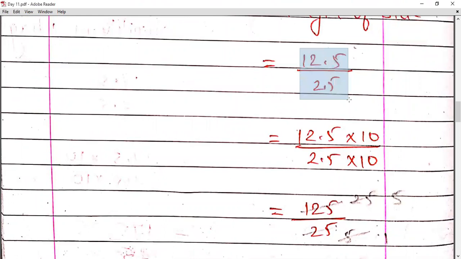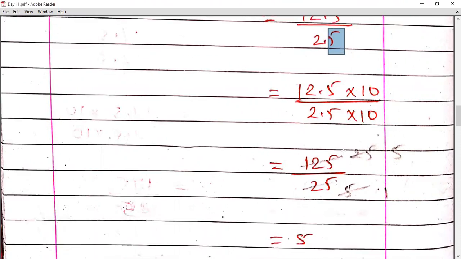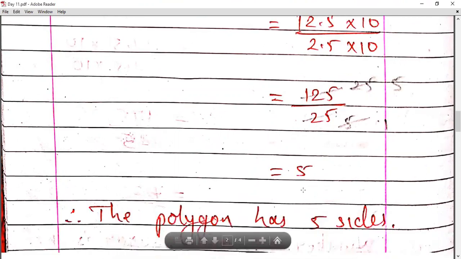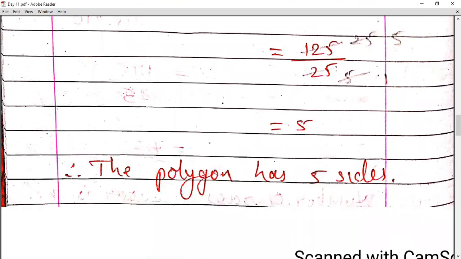Again, you can see this is the division of a decimal number by another decimal number. Converting the denominator decimal number 2.5 into a whole number, you can see I have only one digit in the decimal part of it. Therefore, I will multiply both the numerator and denominator with 10. On multiplication, I will get 125 divided by 25. And on simplification or cancellation, the value will come as 5. Hence, the polygon has 5 sides.